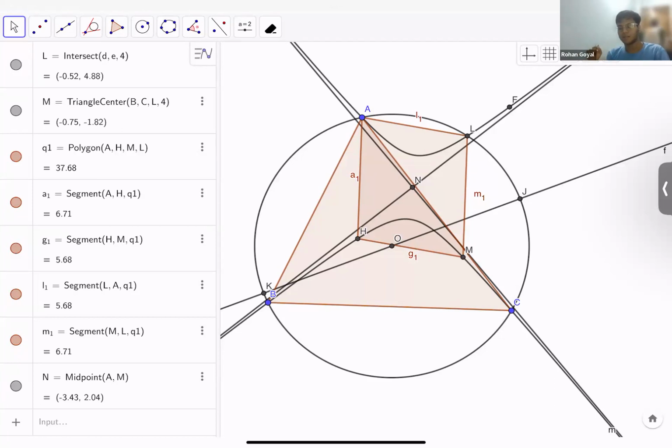So what you can in fact do is take four arbitrary points on the plane, A, B, C, D, and take all the four 9-point circles.